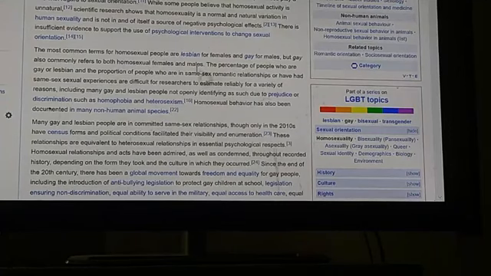The percentage of people who are gay or lesbian, and the proportions of people who are in same-sex romantic relationships, or have had same-sex sexual experiences, are difficult for researchers to estimate reliably for a variety of reasons, including that many gay and lesbian people will not openly identify as such due to prejudice or discrimination, such as homophobia.